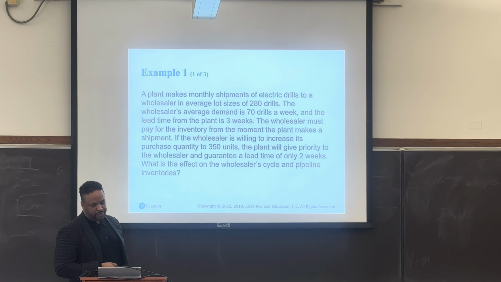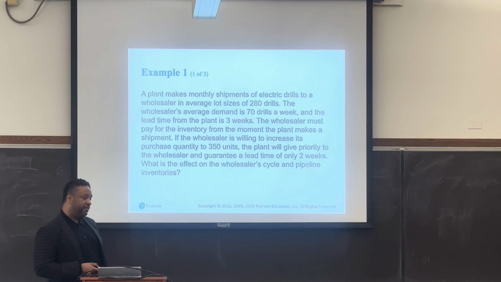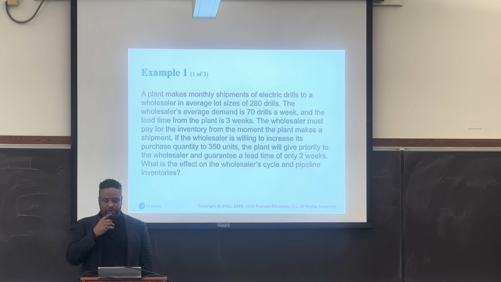The wholesaler must pay for the inventory from the moment the plant makes the shipment, right? So you have to think this is critical, because you've actually paid money and now you're waiting. If things don't work out well, you could be losing money. If the wholesaler is willing to increase his purchase quantity to 350 units, the plant will give priority to the wholesaler and guarantee a lead time of only 2 weeks. So the plant says, if you order more, we'll get it to you quicker, in 2 weeks instead of 3, but you've got to order more for bulk, right?